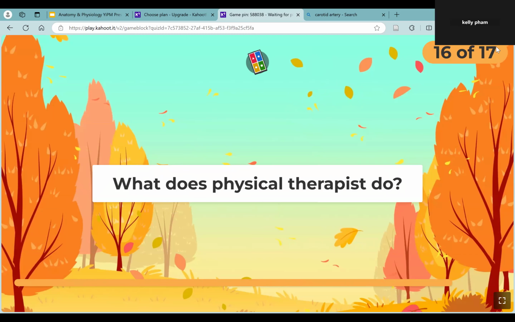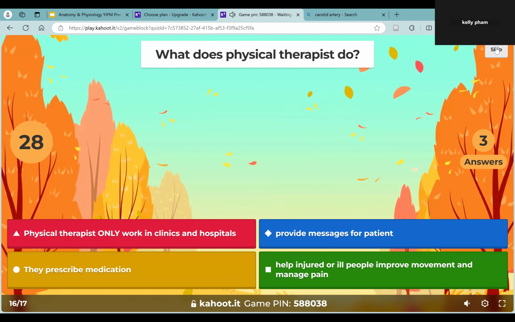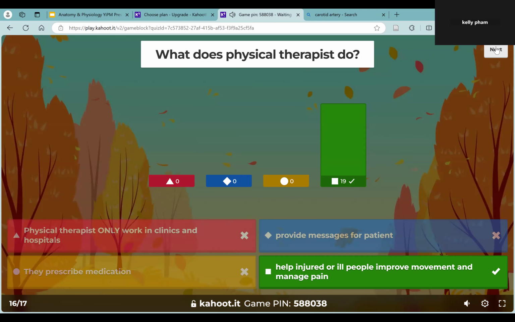What does a physical therapist do? Physical therapists help injured or ill people, improving movement and managing pain.